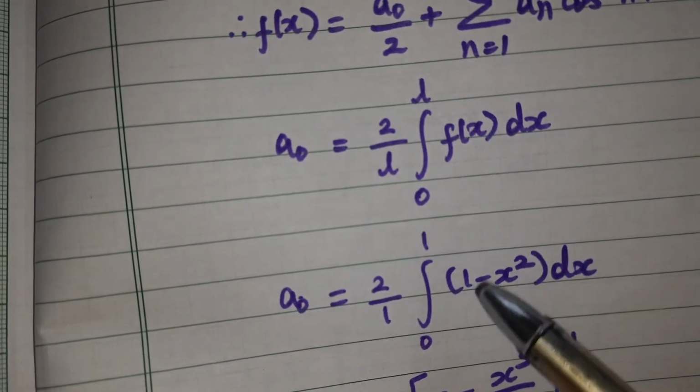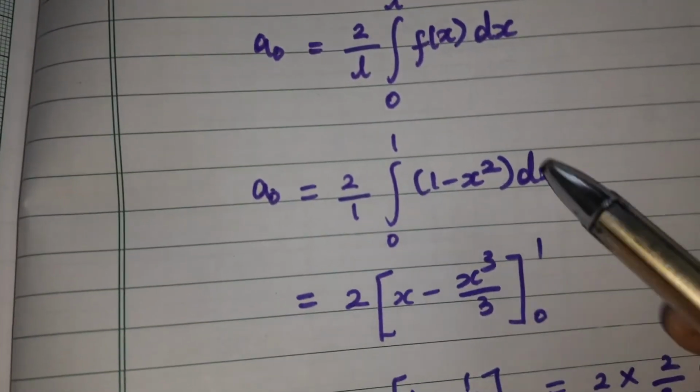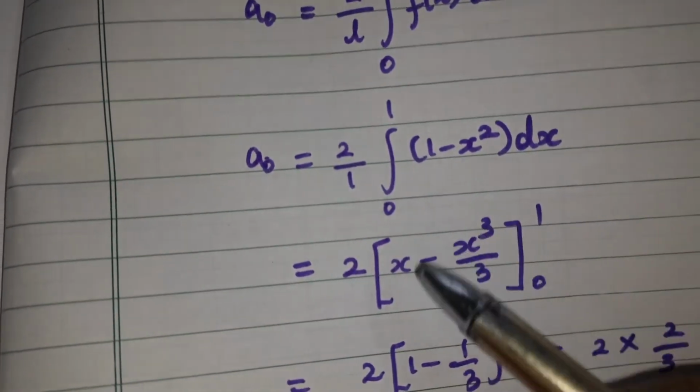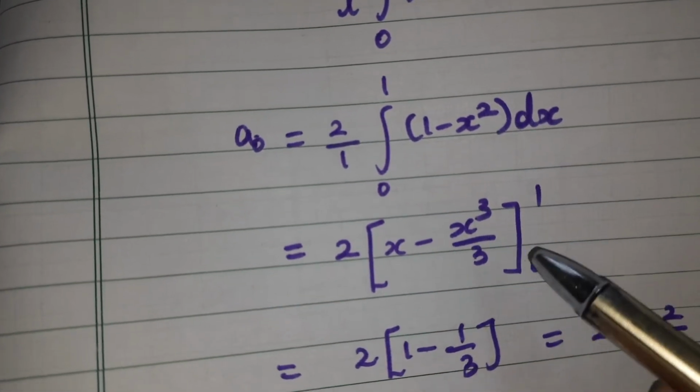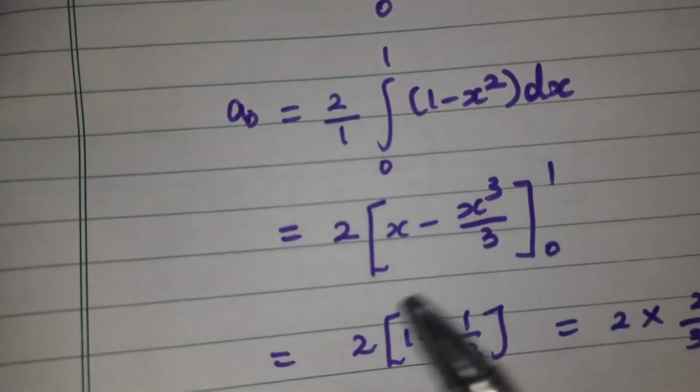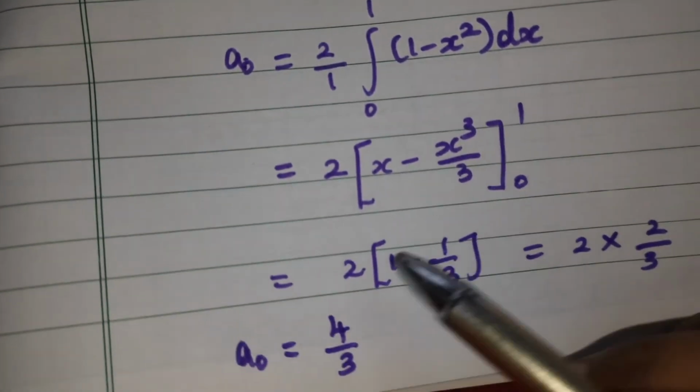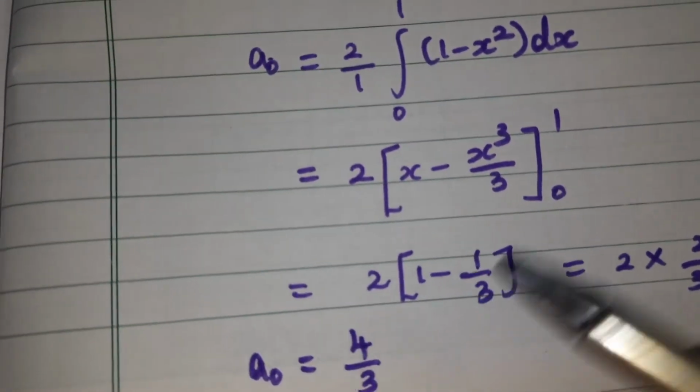1 minus x square into dx, since f of x is 1 minus x square. So integrate. Integration of 1 is x and x square is x cube by 3. So substitute the interval 0 and 1. So 1 minus 1 by 3. If we solve this, we get a naught is equal to 4 by 3.